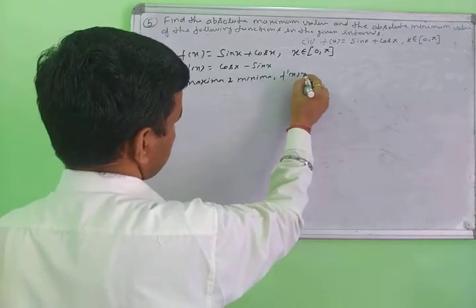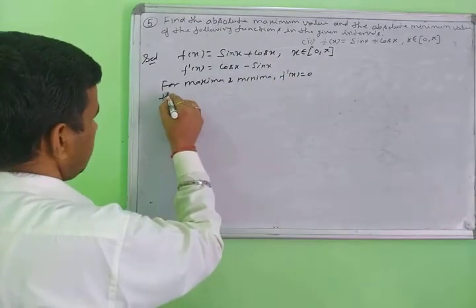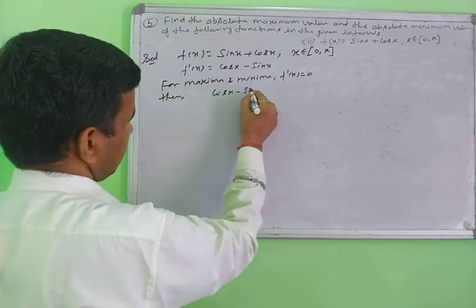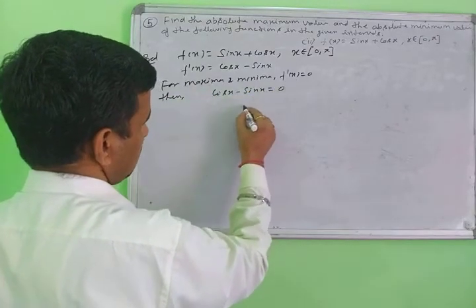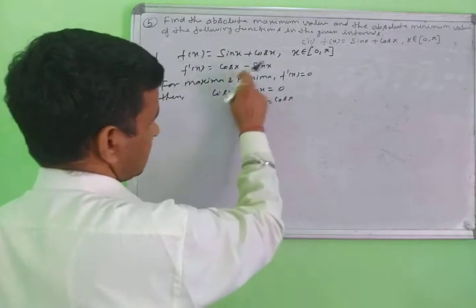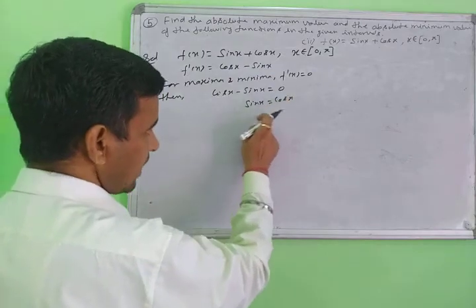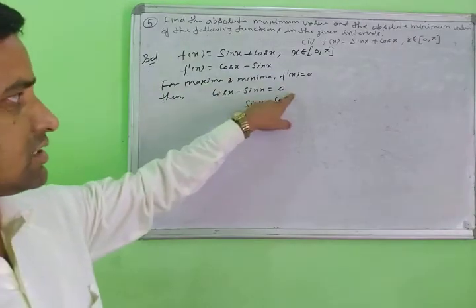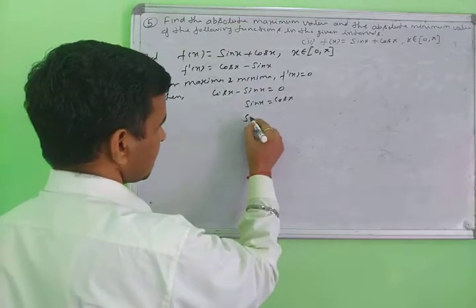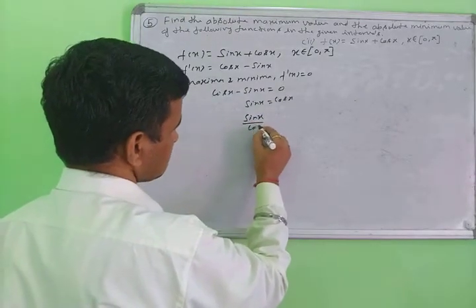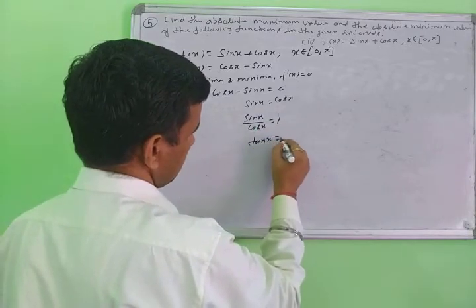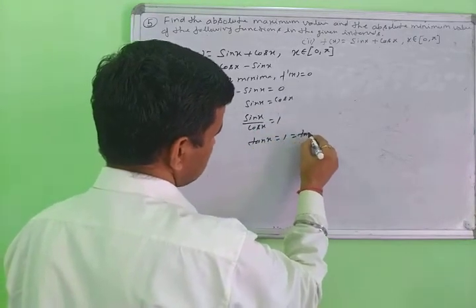f'(x) = 0. Then cos x minus sin x equal to 0, so sin x equal to cos x. Transposing this, then divide by cos x on both sides. So sin x upon cos x equals 1, which means tan x equal to 1. And what value of tan is 1? This is tan pi by 4.